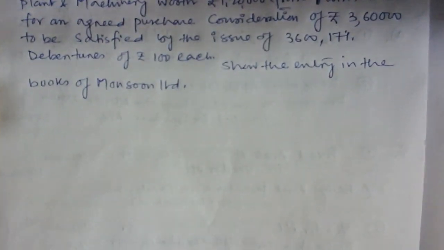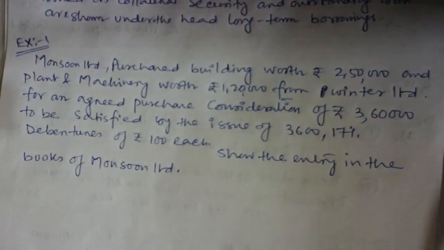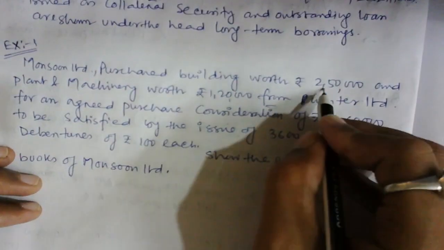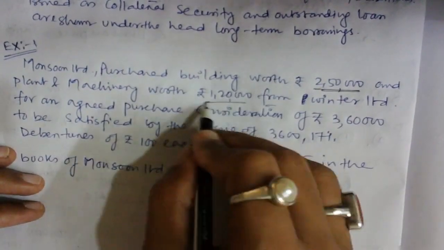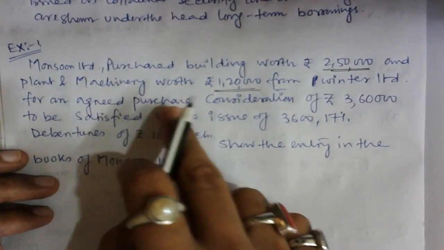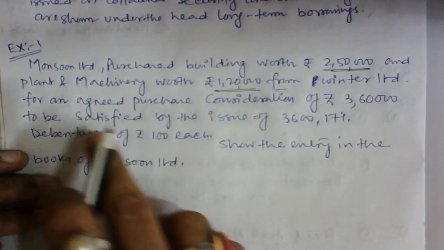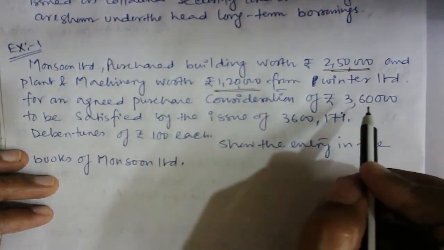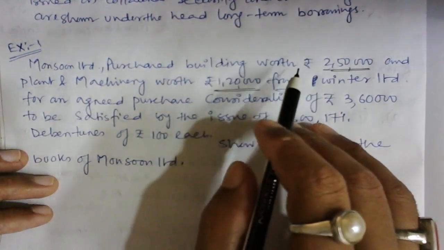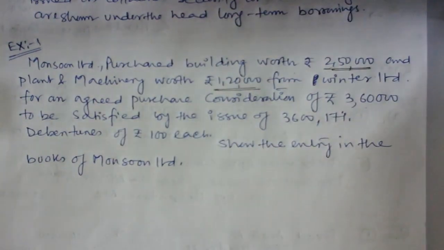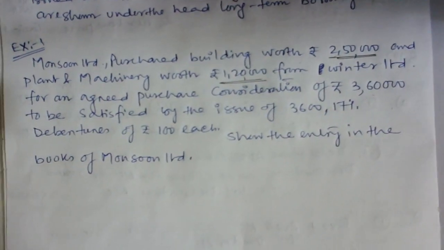Great, clear. So देखिए what is given here in the question. In the question is given building here 2,50,000 and plant and machinery 1,20,000. So total is 3,70,000, but purchase consideration 3,60,000 to be satisfied with the issue of 3,600 debenture. Correct. So debenture issued 3,600 and we are getting an asset of 3,70,000. Correct. So 10,000 is nothing but the C. How to show it? देखिए एक बार.